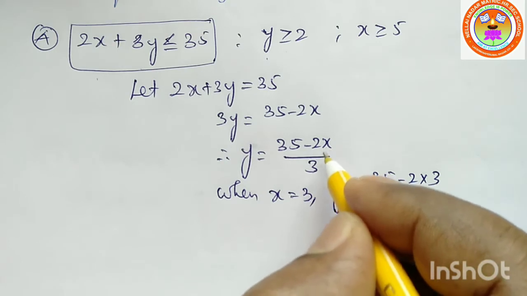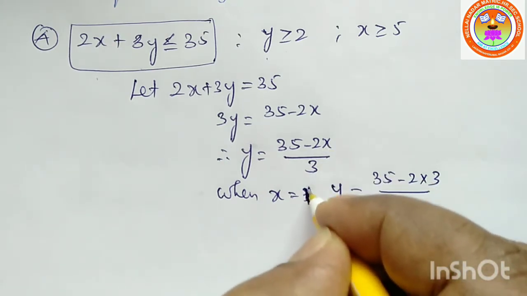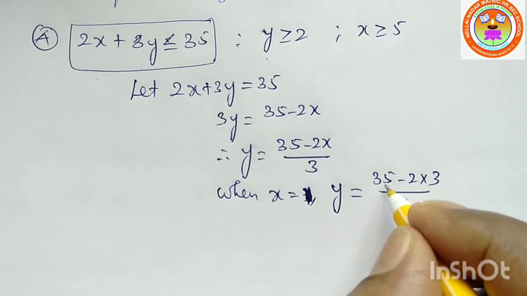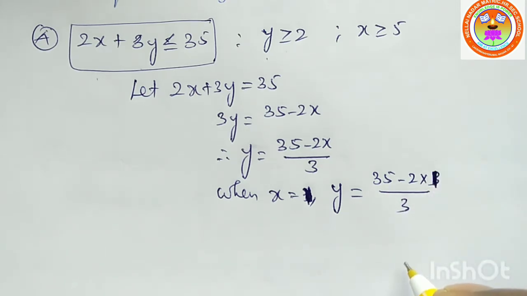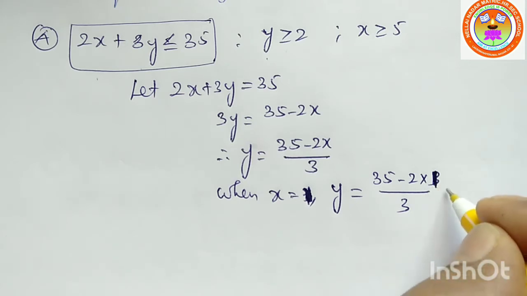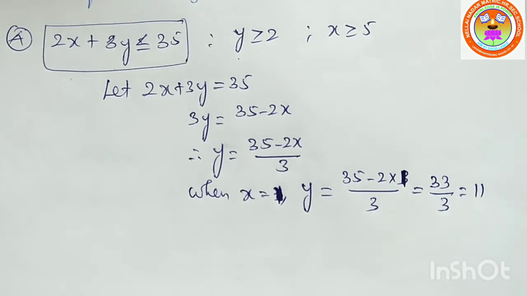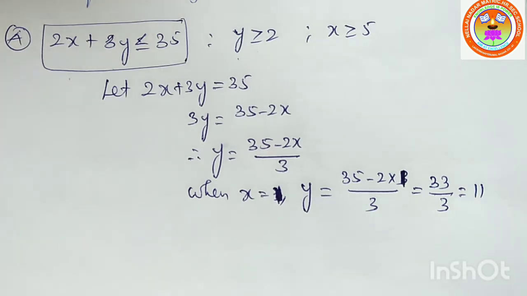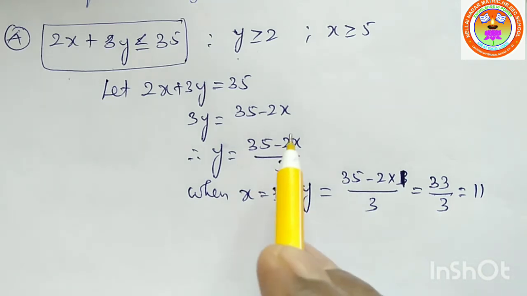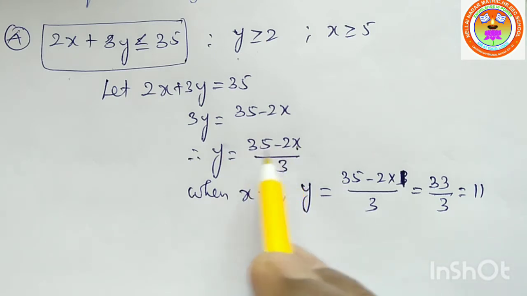Okay, when we apply x is equal to 1, what will happen? 35 minus 2 into 1, so 35 minus 2, that is 33. 33 by 3, so 11. So we are getting a whole number. Likewise, we can apply some other values of x. Try to get only whole numbers, then only it is easy to plot the points on the graph. So find some values for x which are whole numbers, right?